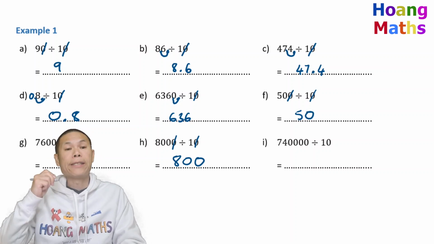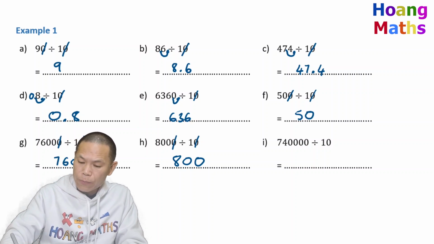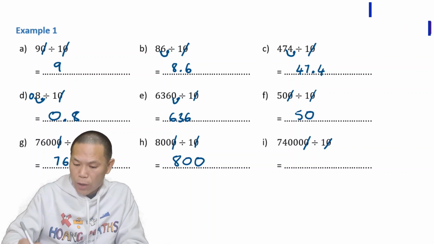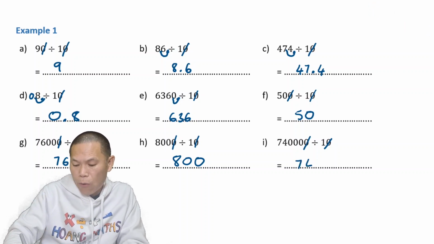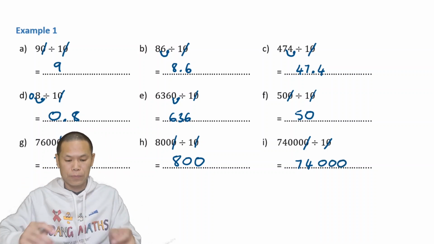So part I. So we have 740,000 divided by 10. Again, we just simply cancel this 0 with this 0. So we have 74 and 3 0s left. 1, 2, 3. So 74,000.